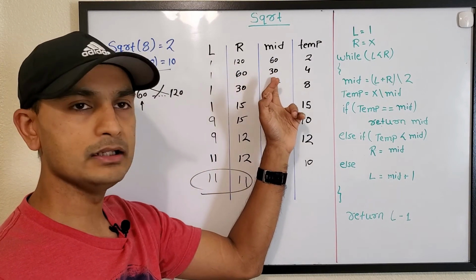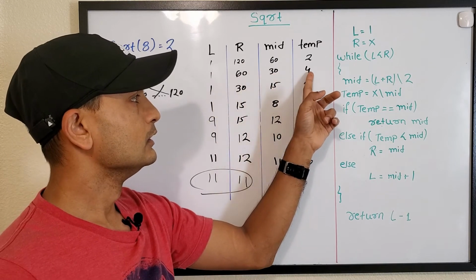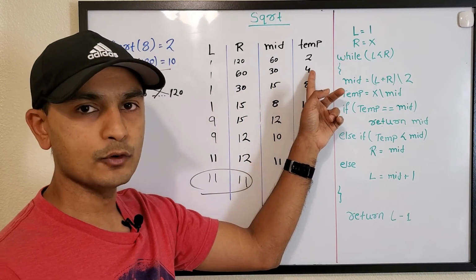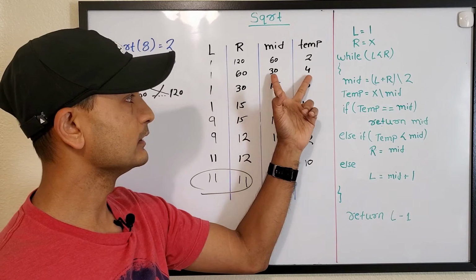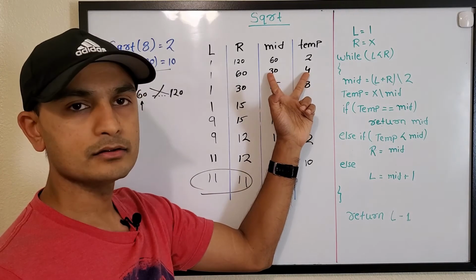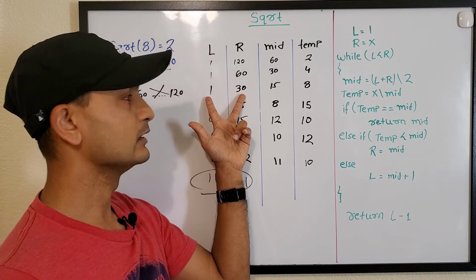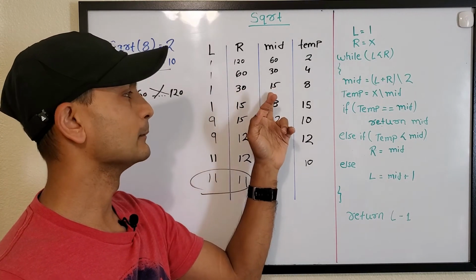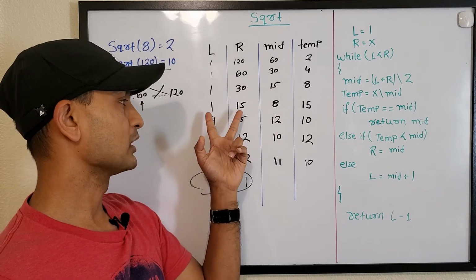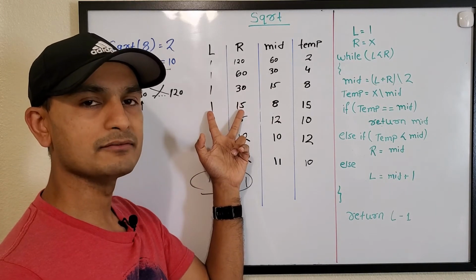So mid is 30. Now 120 divided by 30 is 4, which is still less than mid. So our solution set is still on the left, between 1 and 30. So we get mid as 15. We say, okay, our solution set is still between 1 and 15.